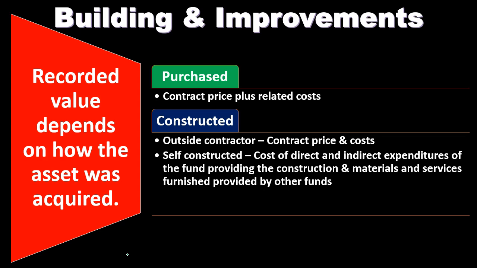If we have an outside contractor, then the contract price and the costs of the construction of the building would be included in the building. If we did it ourselves, if it was self-constructed, it would still be similar to a for-profit type of organization in that we would capitalize, in essence, the costs of construction. So the costs could include direct and indirect expenditures of the fund providing the construction and materials and services furnished provided by other funds.